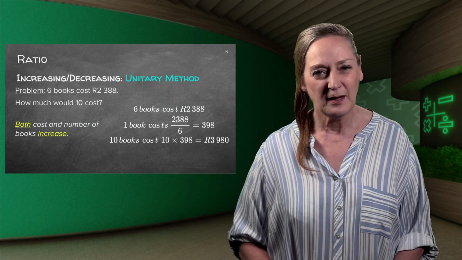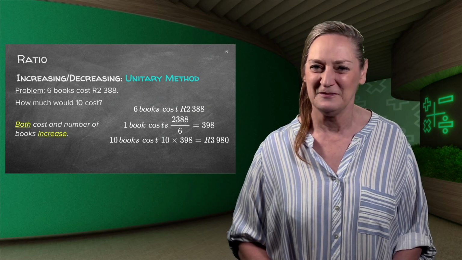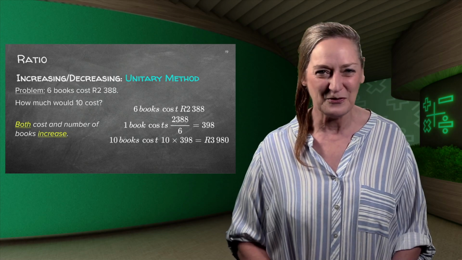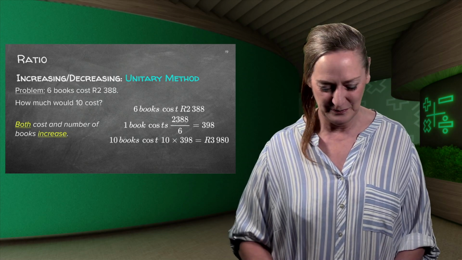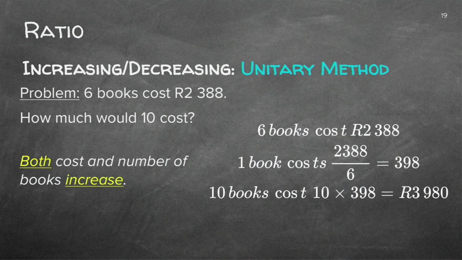There's a third method. I think this is probably the easiest method, but as I said, you can choose any one of the 3 methods that you feel comfortable with. Both increasing. You can also have sums where both decrease using the same method. So if 6 books cost 2,388, I'm going to work out the cost of 1 book. So I divide 2,388 by 6, which is 398. And I want the cost of 10 books. So you just multiply the cost per 1 book by 10, and you will get the answer.